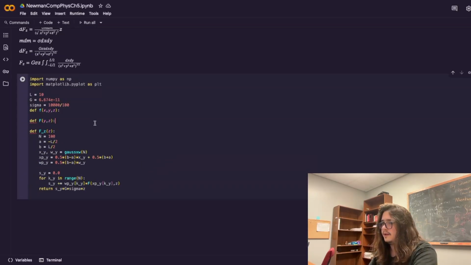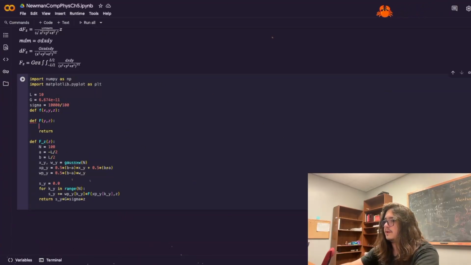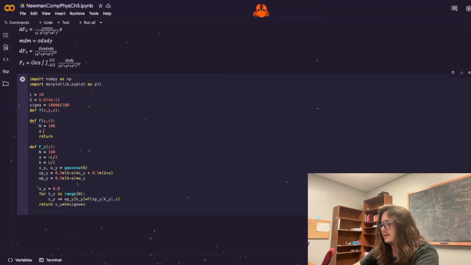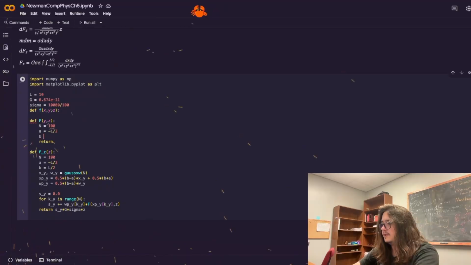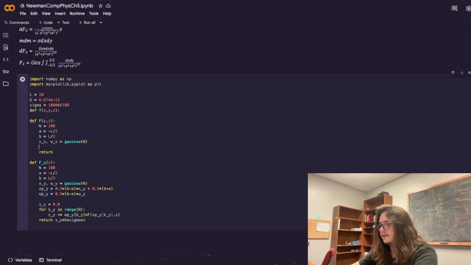Cool. Now we can write out what this function is. Again, it's going to be the Gaussian quadrature code again, where n still equals 100, a is still minus L over 2, b is still L over 2. That hasn't changed yet. This Gaussian quadrature is going to be subscripted x everywhere instead of y. xw, n, and then it's pretty much the same sort of lines here.